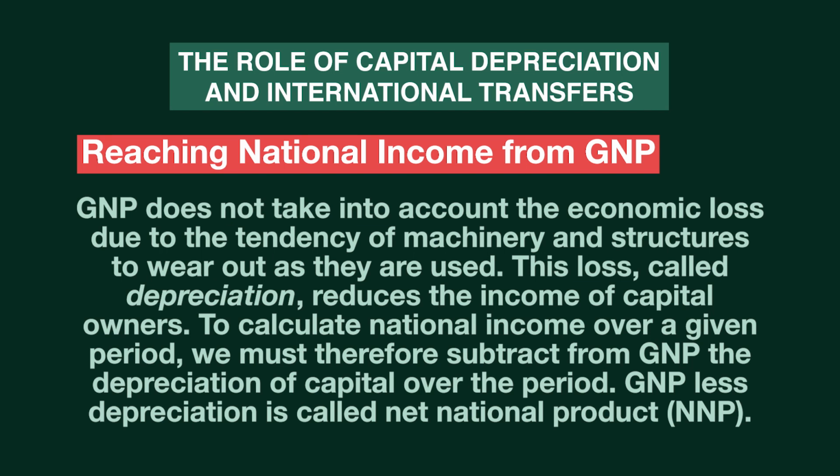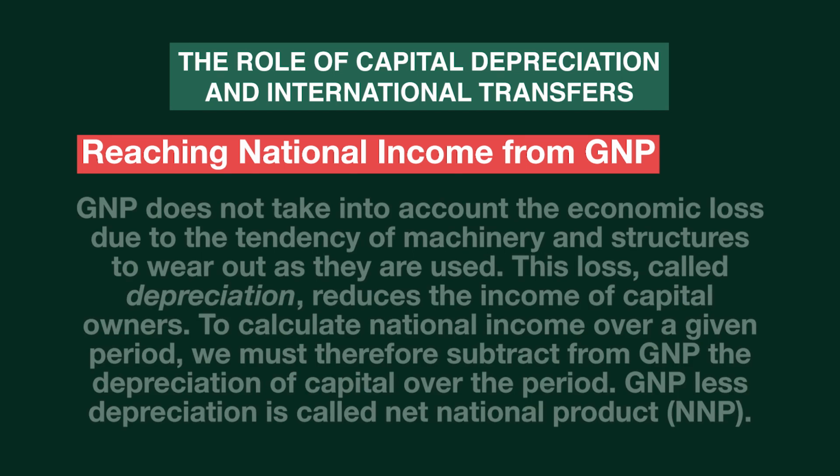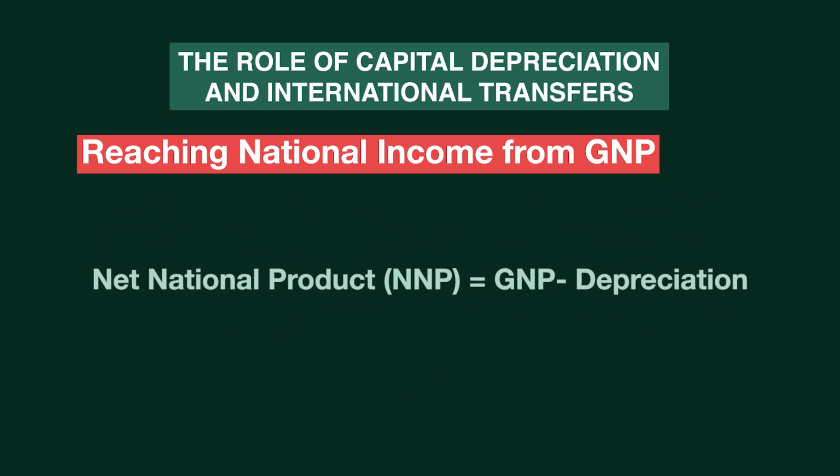Hence, this part, the depreciation of capital which took place during production, must be taken care of to reach the true value of production of the commodity. So in order to get rid of the gross and to reach the net of production, we need to take into account the depreciation, which must be subtracted from the GNP.